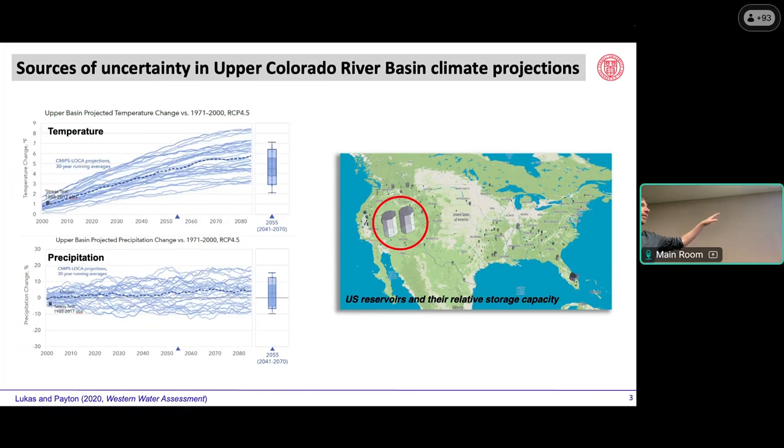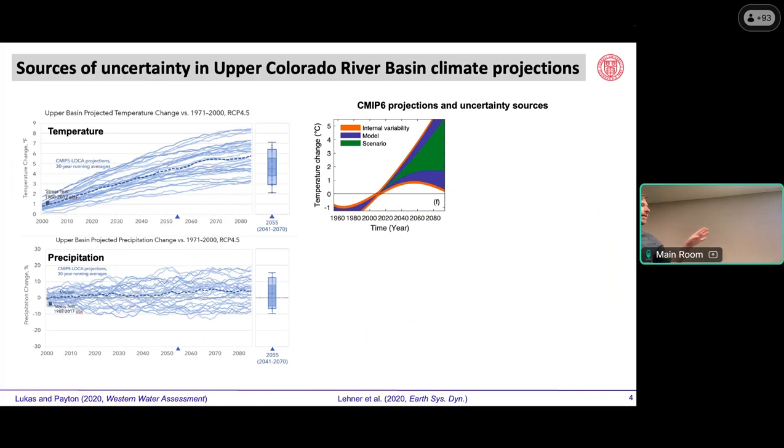So these are temperature and precipitation projections for the Colorado River, I think just for one RCP, RCP 4.5, but fundamentally, yes, there's a big spread, structural uncertainty in there. And I've summarized this, or updated this, with CMIP6 and these Hawkins and Sutton type plots. When we look at temperature changes over this region, they span a large range. Obviously, a lot of this comes from scenario uncertainty.